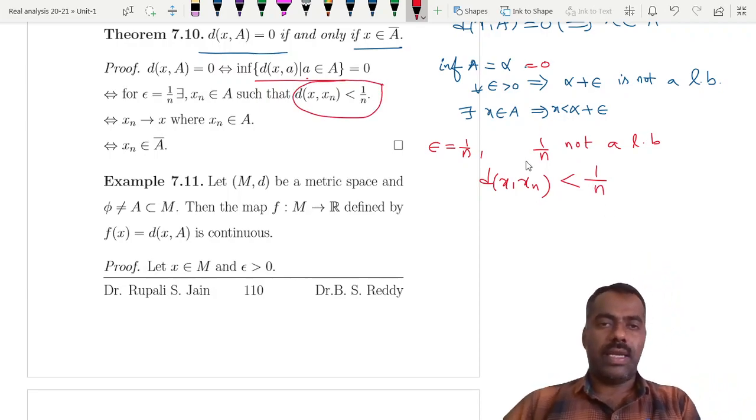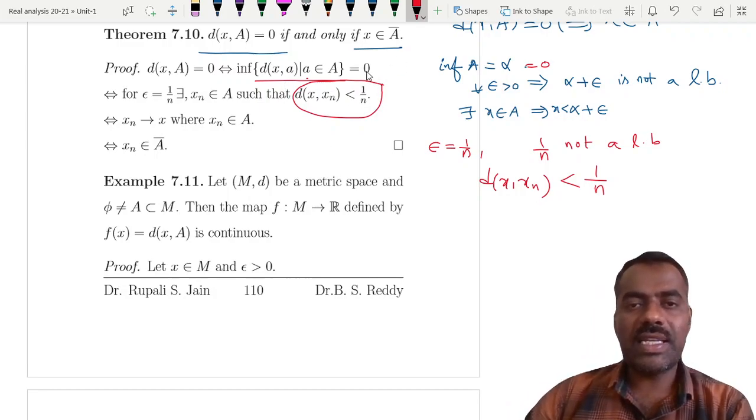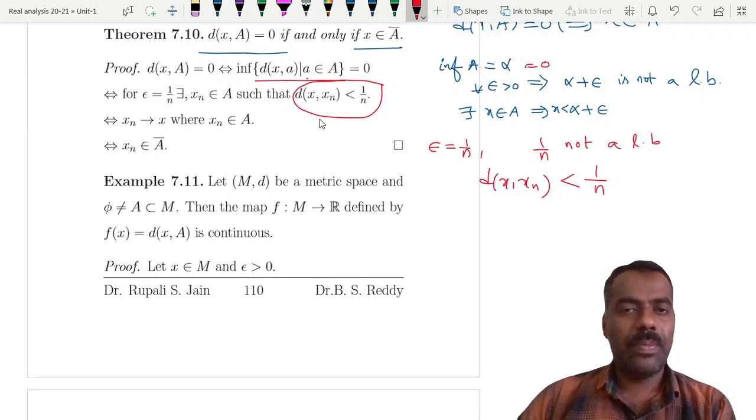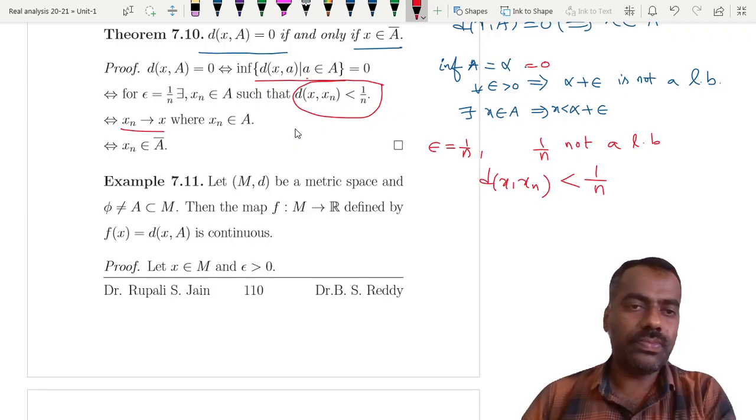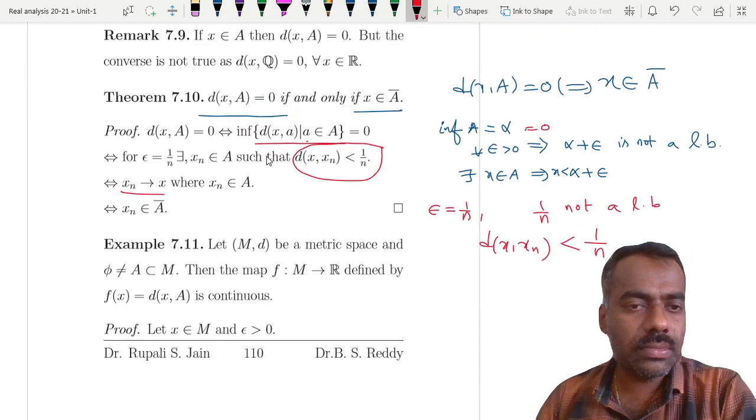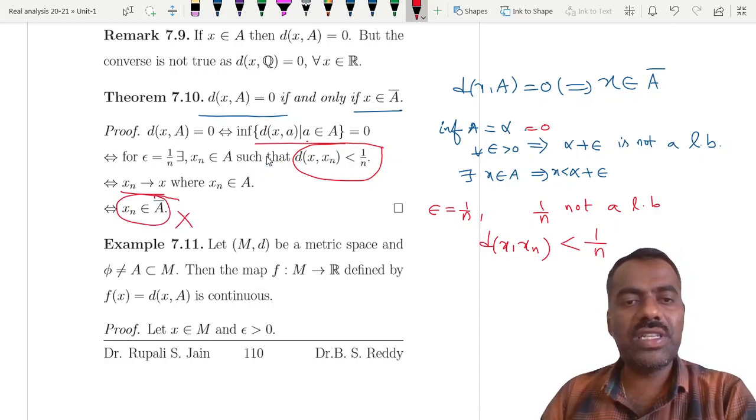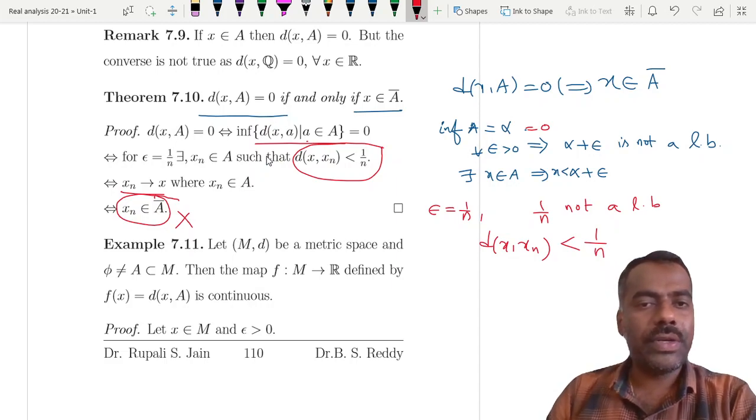Okay, right. So the infimum of this set is 0, which is the same as saying that for every epsilon equal to 1 by n you have this condition. But this is the same as saying that x_n converges to x, where the x_n's belong to A. Sorry, there is some typing mistake here, this is not correct. So x_n converges to x where x_n's belong to A, right? So that means you can show that x belongs to A bar.